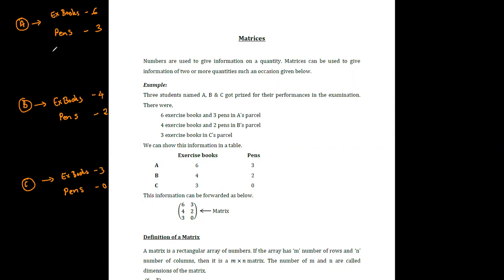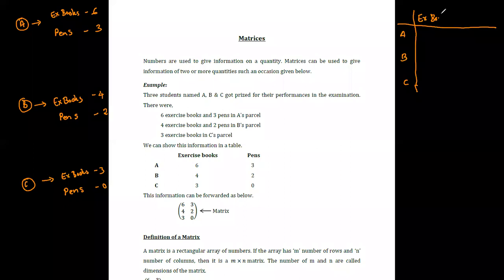Now, if we are going to represent this information, what we can generally do is use a table to show it. If you create a table in this form, in the first column you write the student name: A, B, and C. In the second column, you write the number of exercise books in the prize, and in the next column, the number of pens in the prize.